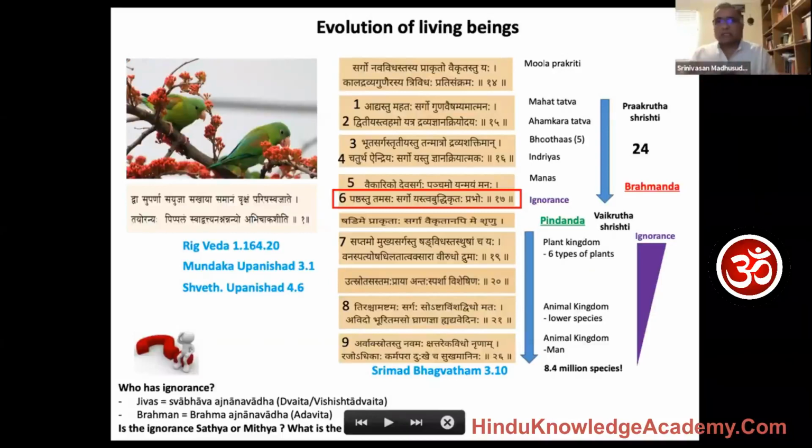But to summarize this slide, the key message there is that ignorance is there. Now, we also discussed the verse from the Shvetashvatara Upanishad, which also comes in the Mundaka Upanishad and also in the Rig Veda. Dvasuparana Sayuja Sakaya Samana Vriksham Parishashya Jate Tayor Anyaha Pipalam Swadvati Anashnan Anyo Abhichakashiti.